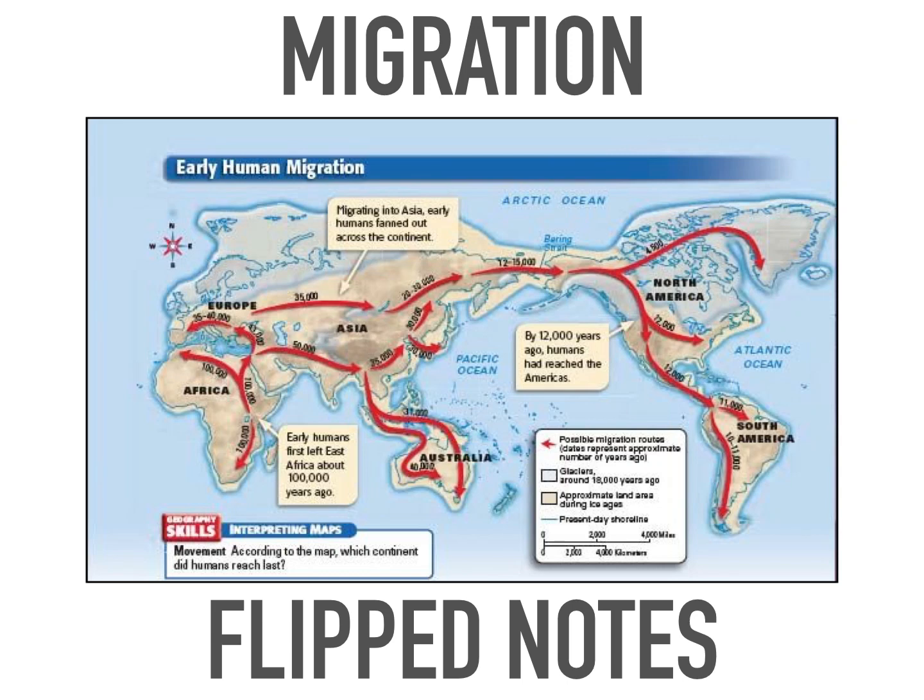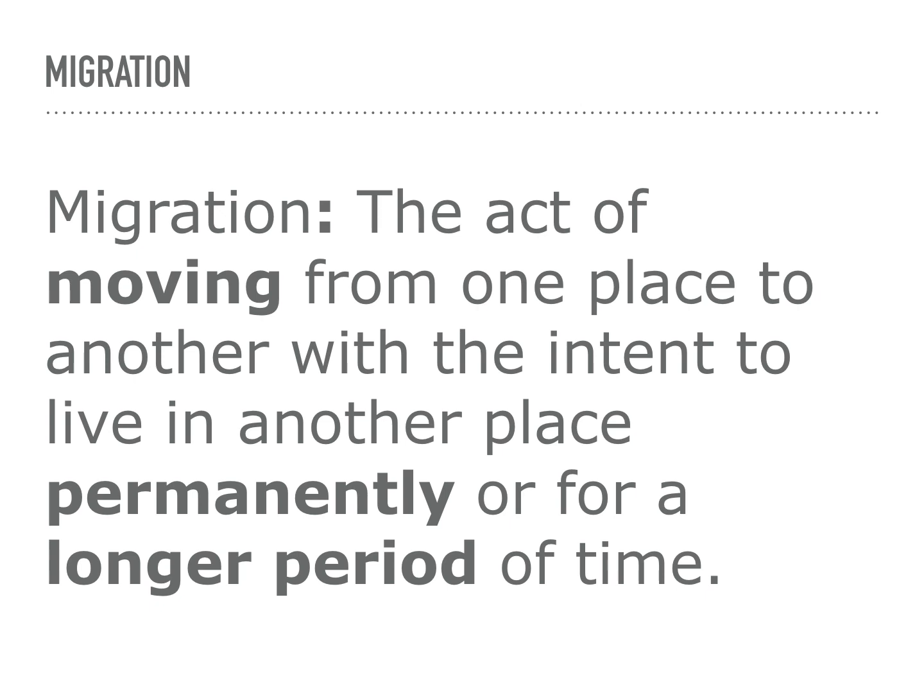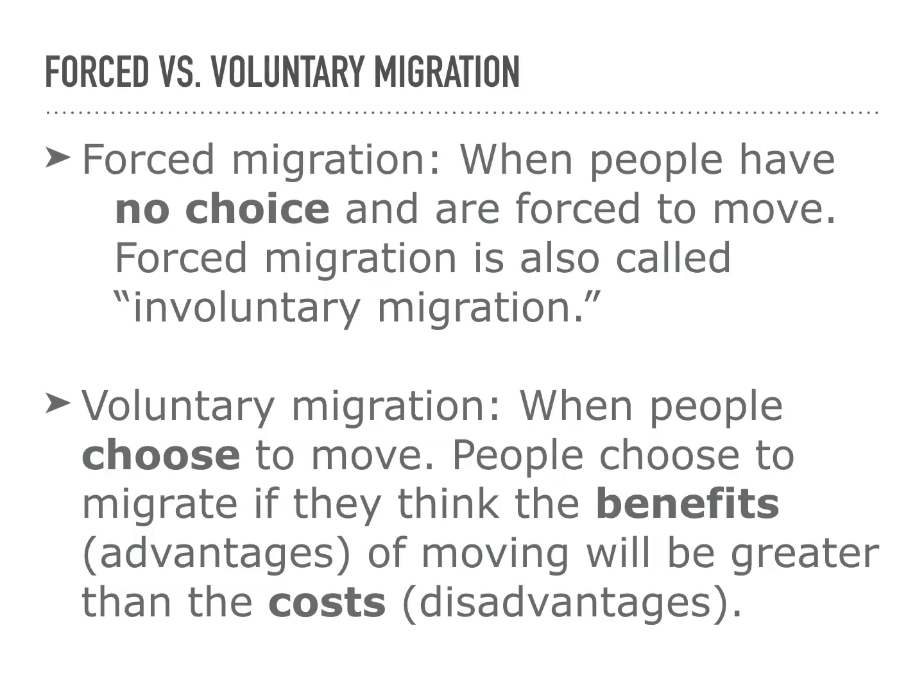Hey guys, so we're going to be talking more about migration, which is part of our five themes, movement. So, first, migration is the act of moving from one place to another with the intent to live in another place permanently or for a longer period of time. There are two different types of migration. The first one is forced migration, where people have no choice but to move somewhere else. It can also be called involuntary migration.